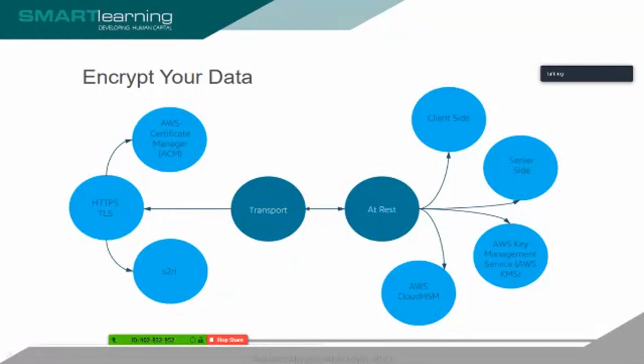For transport, so in transit, if your data is in transit, how do you encrypt that? You use TLS, transport layer security, and the transport is HTTPS. You don't use SSL here, again. SSL is being deprecated. TLS is the new protocol for encrypting data in transit. You can manage that certificate using Certificate Manager. S2N, signal to noise, you can use too. It's quite new, but yeah, you can use that.